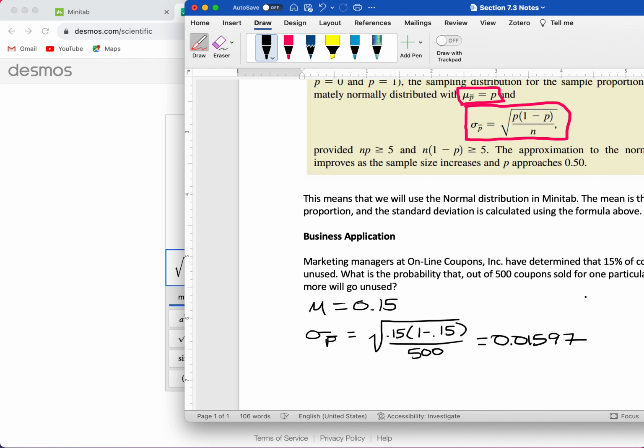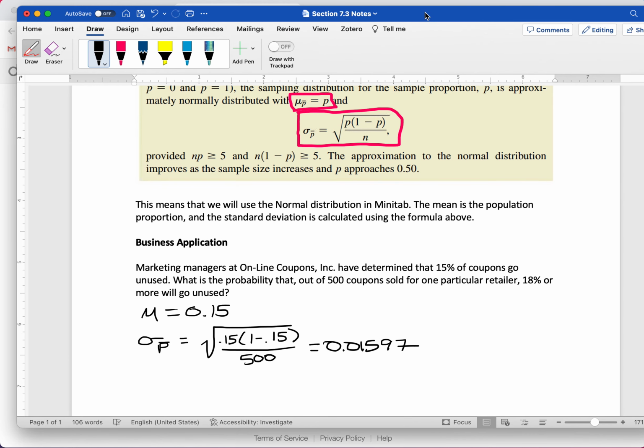The other thing that I need for entering this into Minitab is I need to know my question. My question is, what is the probability? So that tells me that I'm entering an x value. These problems can get a little bit tricky because they're going to give you the x values as decimals or as percents. And this is not a probability. What you really want to pay attention to is what the question is asking. If it's asking for the probability, then you aren't entering the probability. What you are entering is the x value. And since this is 18% or more, that tells us that it's going to be a right tail.